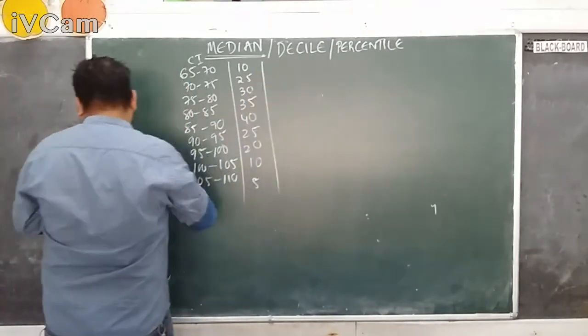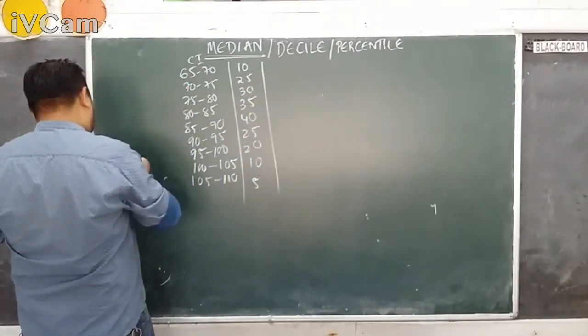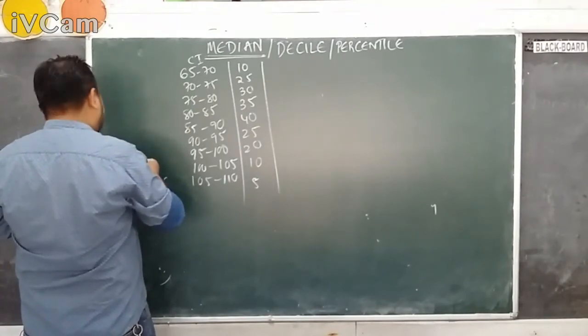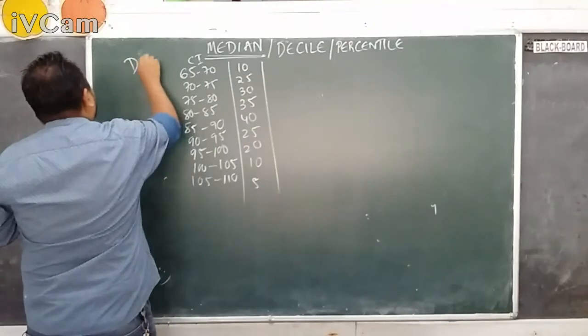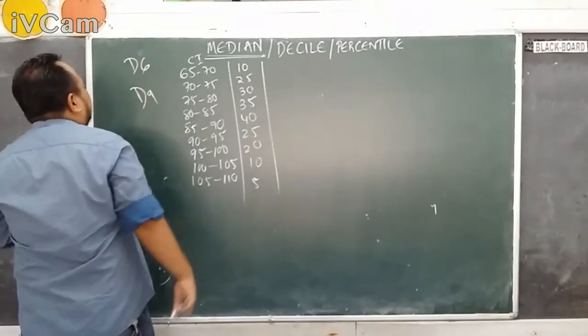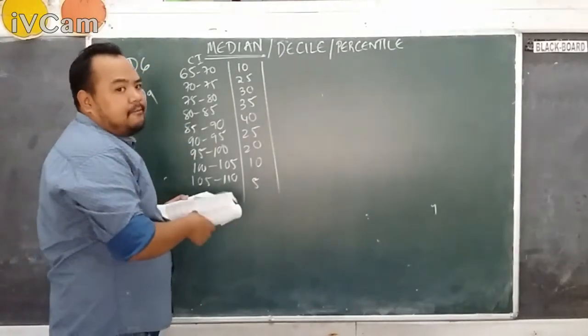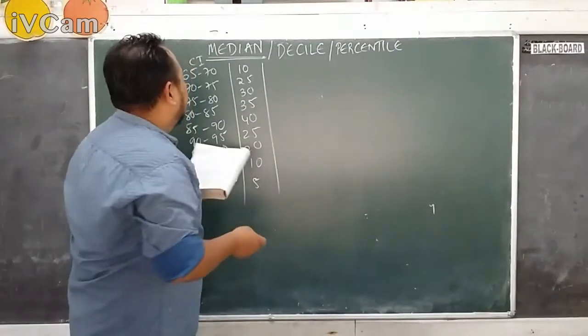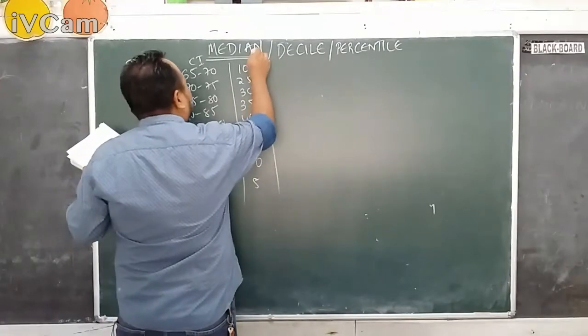The question is, I'll just read out the question: find the 6th and 9th decile for the following grouped frequency distribution. So let us calculate the 6th decile and the 9th decile, D6 and D9. Is that clear? So how do we find the 6th and the 9th decile? As I have already told you, it's just a part of the median.